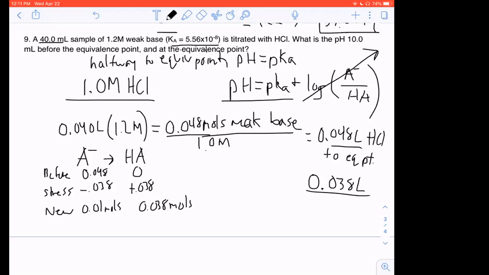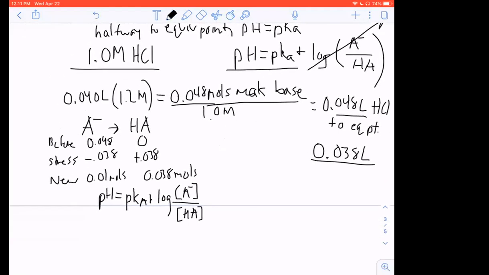What I like to do is use the Henderson-Hasselbalch equation because it lets you use moles. All you have is pH equals pKa plus log of the concentration of A minus over HA. The reason you can use moles is that the volumes actually cancel out. So it's just moles of A minus over moles of HA.